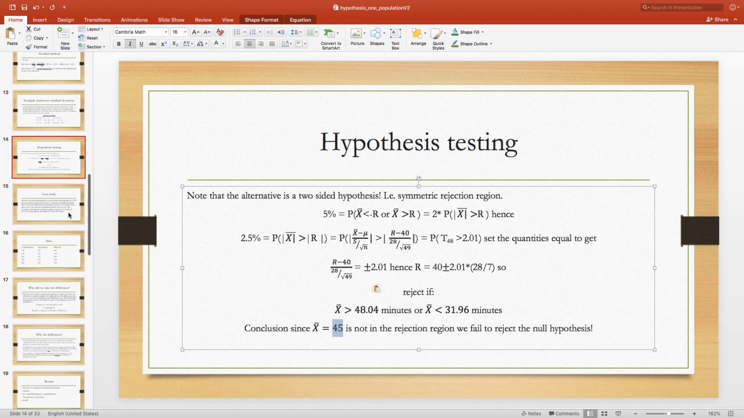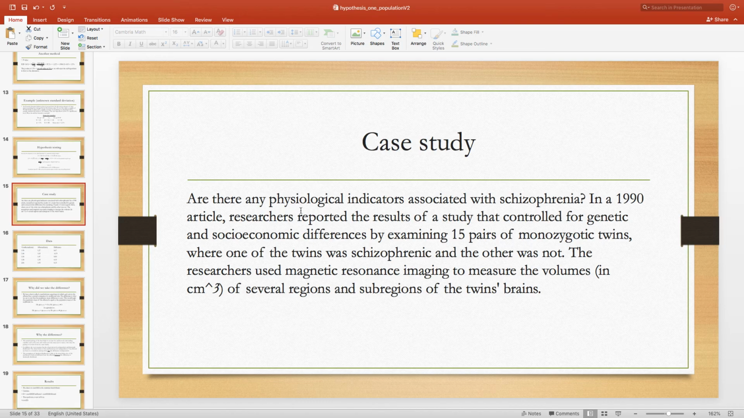Now here's a case study, and this corresponds to both the material in this section and also what's called a matched pair design for comparing two population means, in which the two data are correlated. Let's proceed with this case study. The question is, are there any psychological indicators associated with schizophrenia? In 1999, researchers reported the results of a study that controlled for genetic and socioeconomic differences by examining 15 pairs of monozygotic twins, where one of the twins was schizophrenic and the other was not. The researchers used MRI to measure the volumes of the brains of these twins. So in one twin there's an affected one, and in the other there's an unaffected.